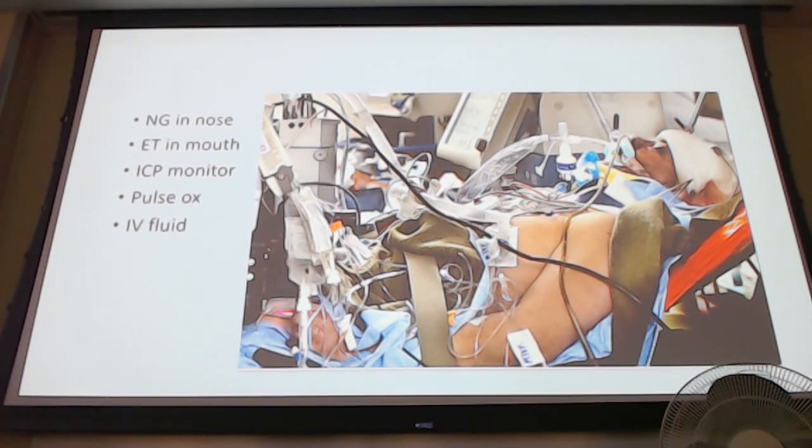Great. All right. Has anybody not seen a very critical patient before? Okay. It can be very, very scary. We talked about a lot of tubes, a lot of lines. This patient has an NG in their nose, an ET tube in their mouth, an ICP intracranial pressure monitor on their head, pulse ox, IV fluids going, meds going, lots of things. Okay? This is not even that bad.